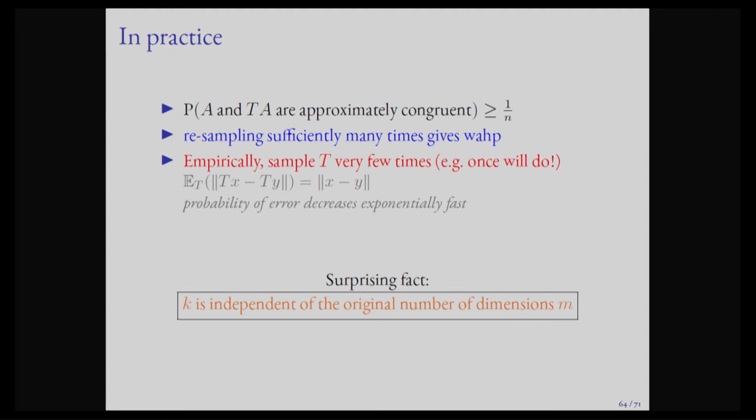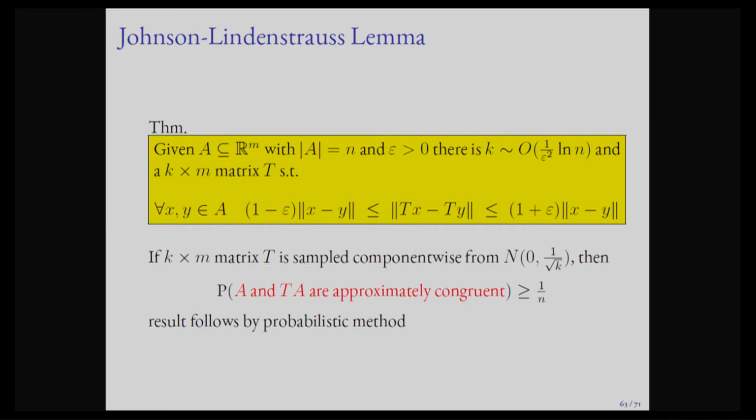Now, in practice, theoretically, you should need to resample T many times. I don't do it because it's expensive to resample it many times and check whether it actually preserves approximately all of the Euclidean distances. So instead, what I say is, if you sample it just once, most of these things will hold, but not all of them. So there may be some pairs that don't hold, but there's not very many of them.